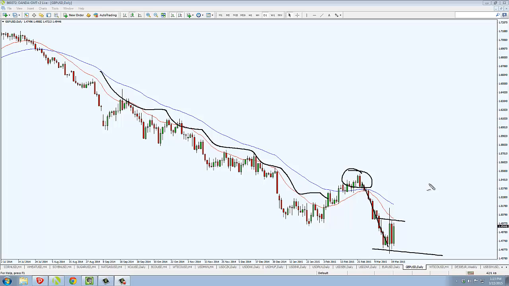When in doubt, especially on the lower time frames, you are clueless. You do not know what the market is doing. You do not know what the trend is.